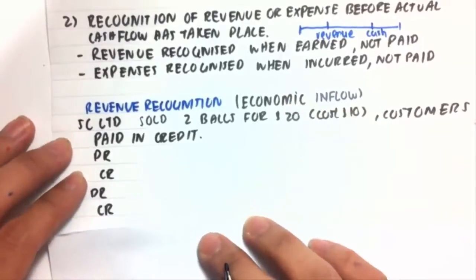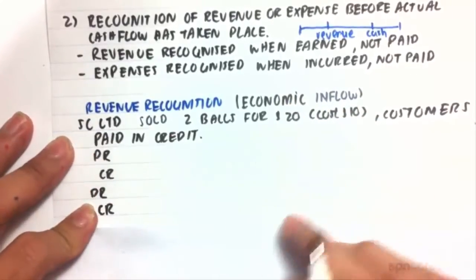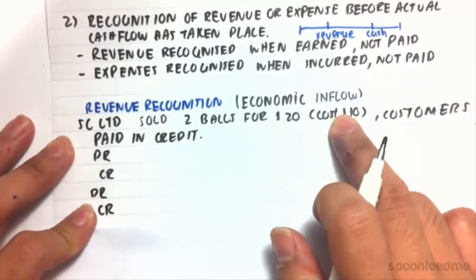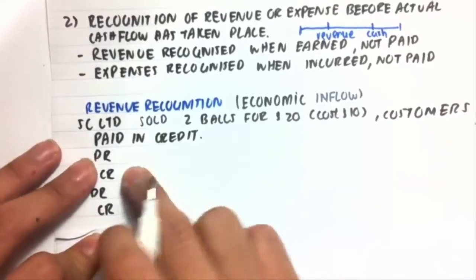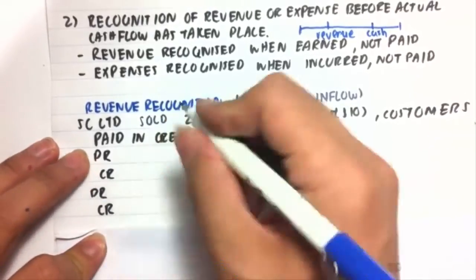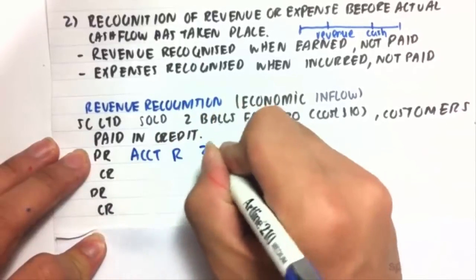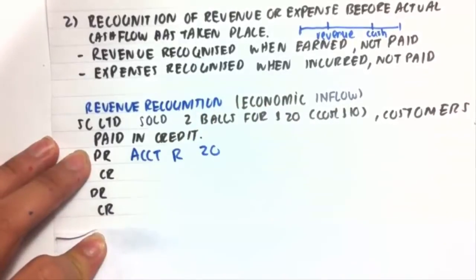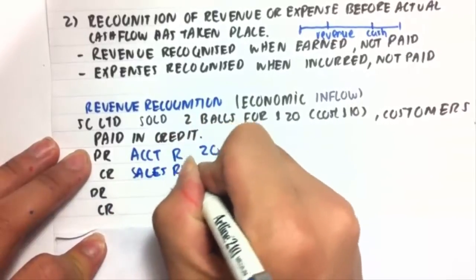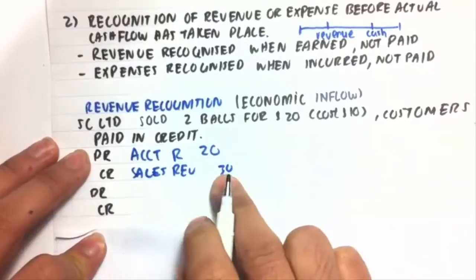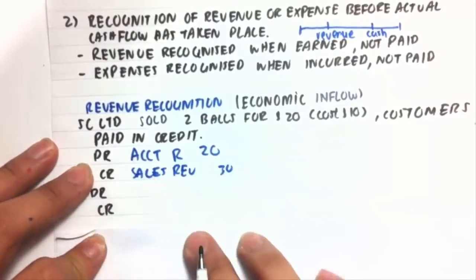If we look at our example, SC Ltd sold 2 balls for $20. It cost them $10 from their suppliers, and the customer paid with credit. So what do we do here? Firstly, we debit accounts receivable, so we are owed $20, and then we also credit sales revenue. So we're recognizing the sales revenue first, and we recognize that they owe us, but the cash has not been paid, and it's paid later on.